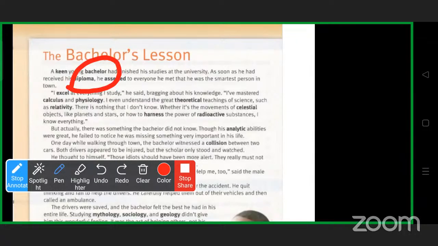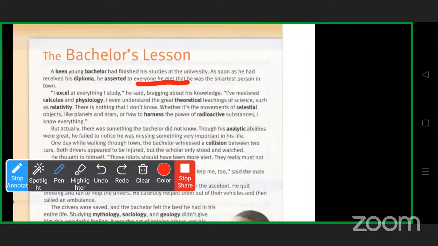A keen young bachelor had finished. Had finished means it is in the past perfect tense. Had finished his studies at the university. So his studies were finished already. Now he was going to do something.